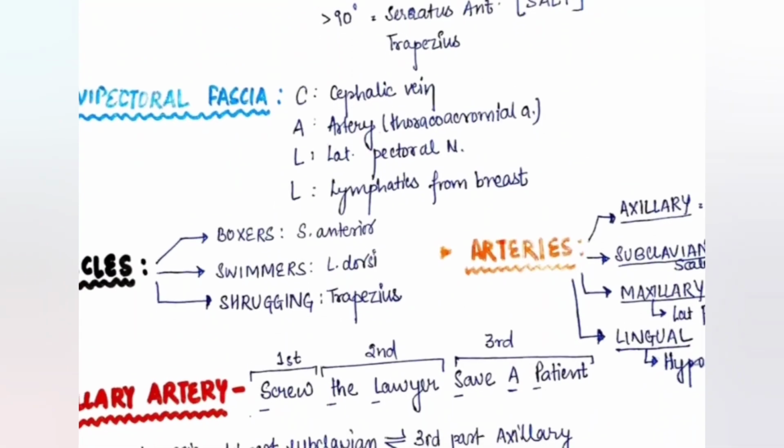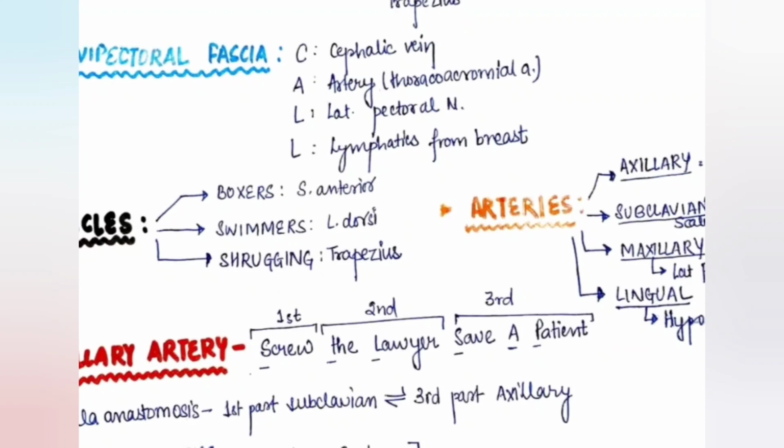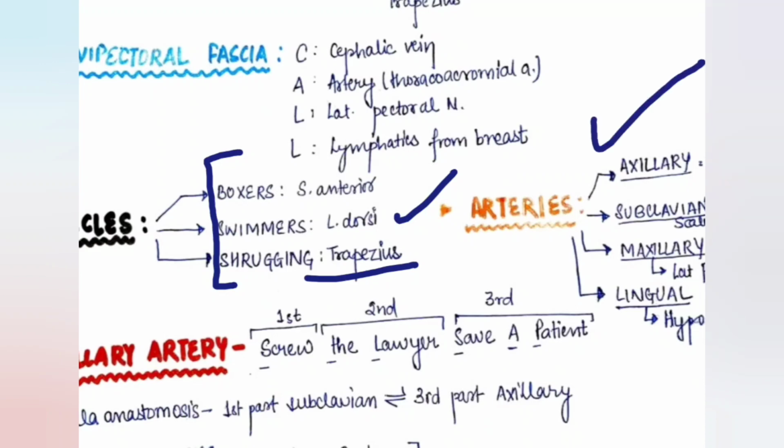Now they ask the various names of the muscles. So one is the boxer's muscle, which is known as serratus anterior. Swimmer's muscle is latissimus dorsi, and shrugging muscle is trapezius. Now, arteries are divided by which muscles? So remember, axillary is divided by pectoralis minor, subclavian by scalenus anterior, maxillary by lateral pterygoid, and lingual by hyoglossus.